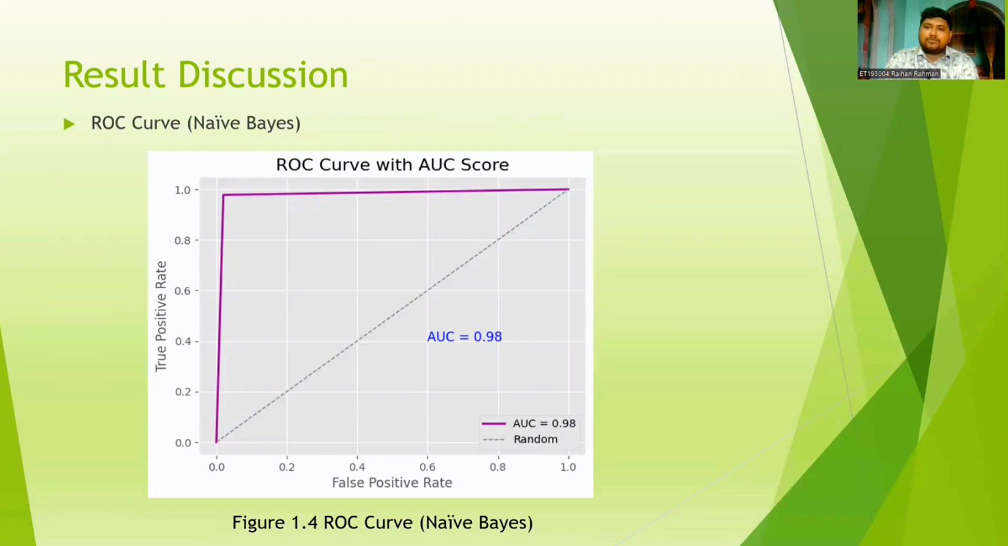ROC curve with AUC score of our model Naïve-Bayes. ROC means receiver operating characteristics and AUC means area under curve. ROC is the graphical representation of the trade-off between true positive rate and false positive rate. From this AUC score, we can see that Naïve-Bayes got a 98% AUC score. The higher the AUC score, the better the model performs. It represents the accuracy.